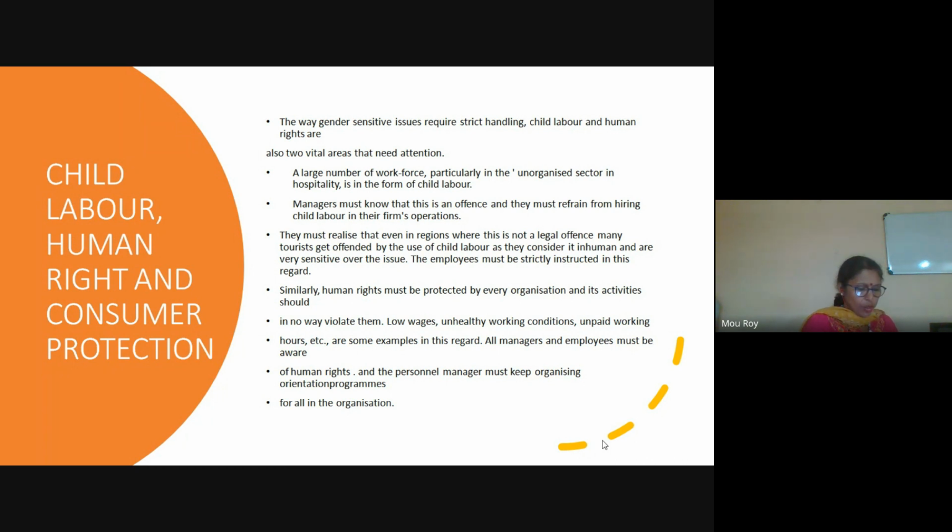So you have to ensure that the managers and employees must be aware of human rights, and the personnel managers, that is the HR managers, must keep organizing and conducting orientation programs so that they are also aware. They should also feel scared of misconduct. There should not be any misconduct by the employees.